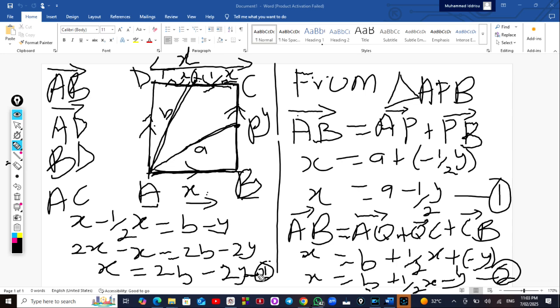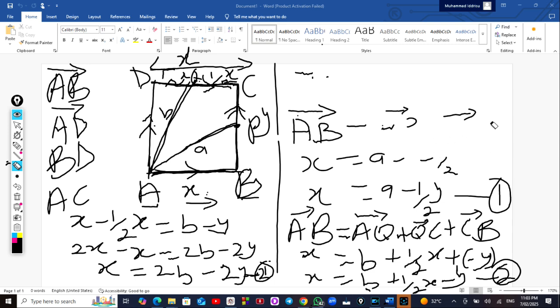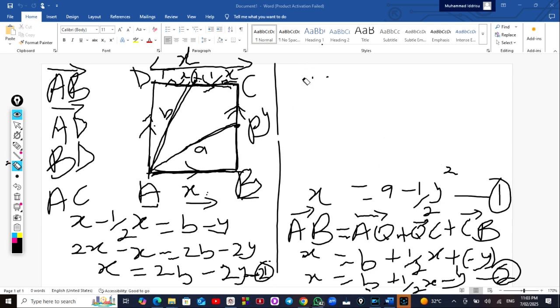I think I should cancel the top here. Let me cancel this. I'm very sorry for that. My board is too small.